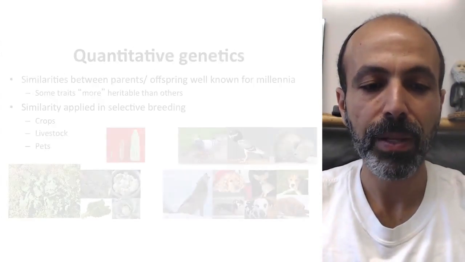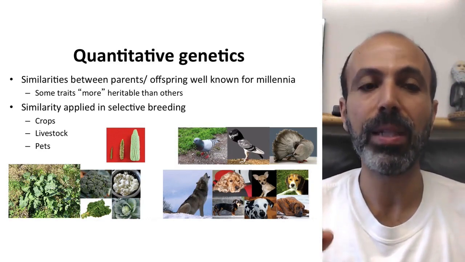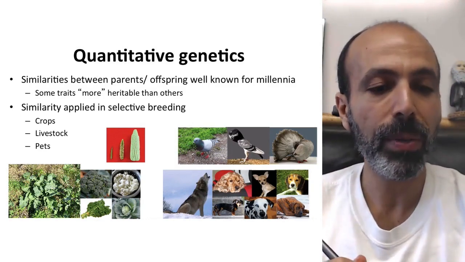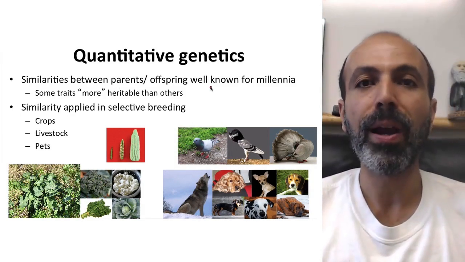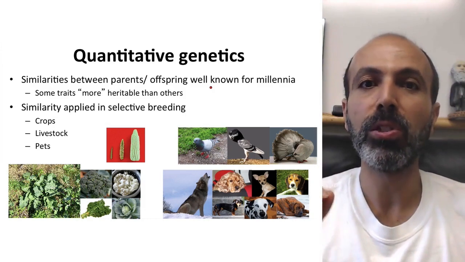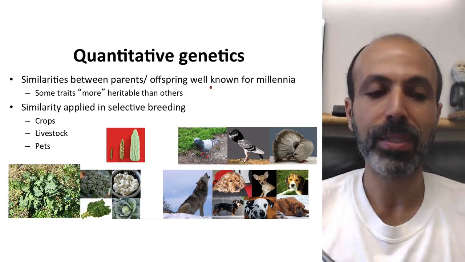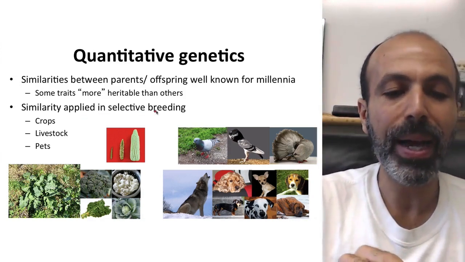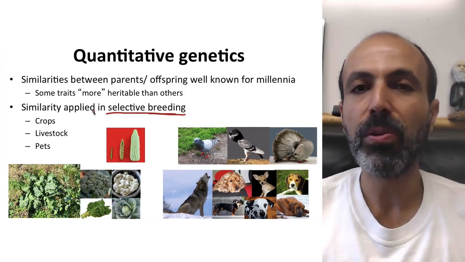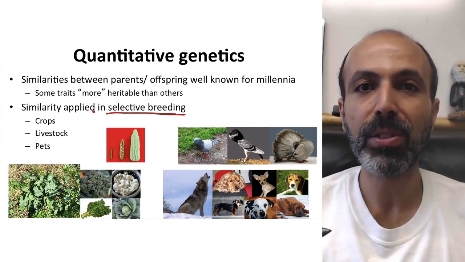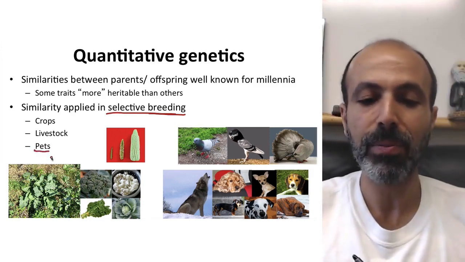Now, obviously, quantitative genetics has been applied for many, many years, even if people didn't give it that particular term. It's long been known that there are similarities between parents and offspring, and that some traits are more heritable than others. There are some traits for which you will look more like your parents, or you will behave more like your parents, than other traits. Now, this similarity is what's been applied in the context of selective breeding. So this is what farmers have been doing for many years. These are what people who grow livestock have been doing for many years. And importantly, people who are rearing different kinds of pets have been doing for many years.